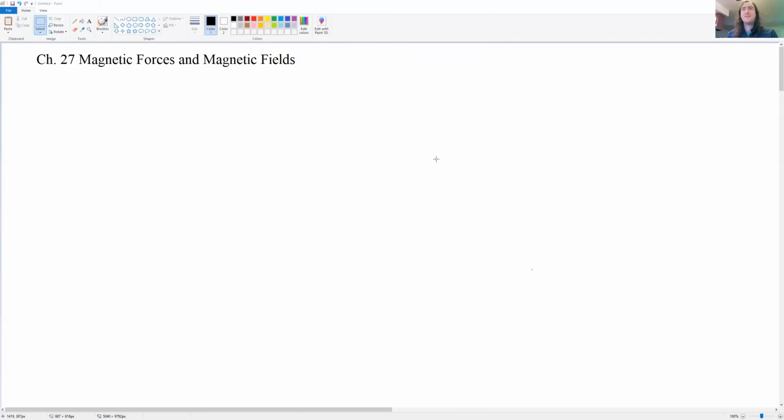So today we're going to cover chapter 27, magnetic forces and magnetic fields. There are a couple differences between electric fields and magnetic fields, as we'll see in the lecture today. First thing we're going to do is take a look at magnetic force, which is an empirical result that had to be determined by experiment. You'll see this force expression referred to as the Lorentz force.